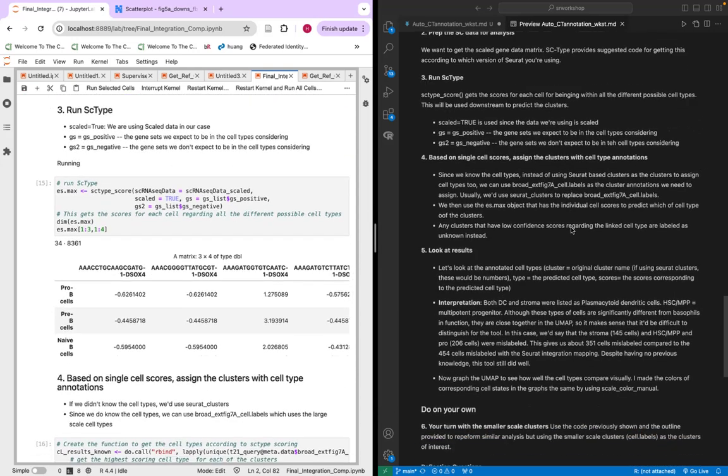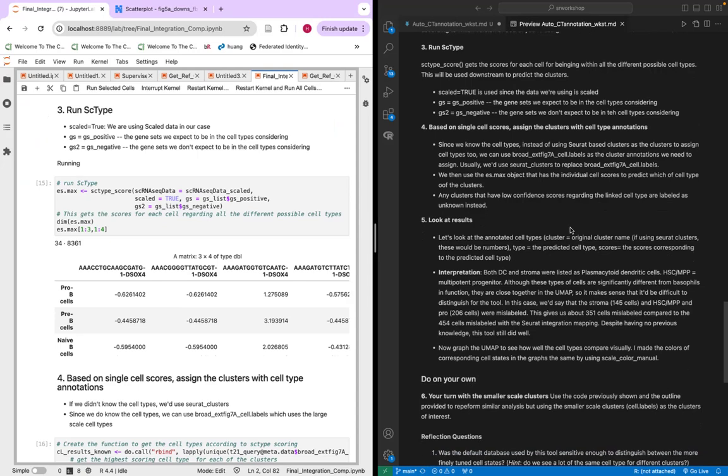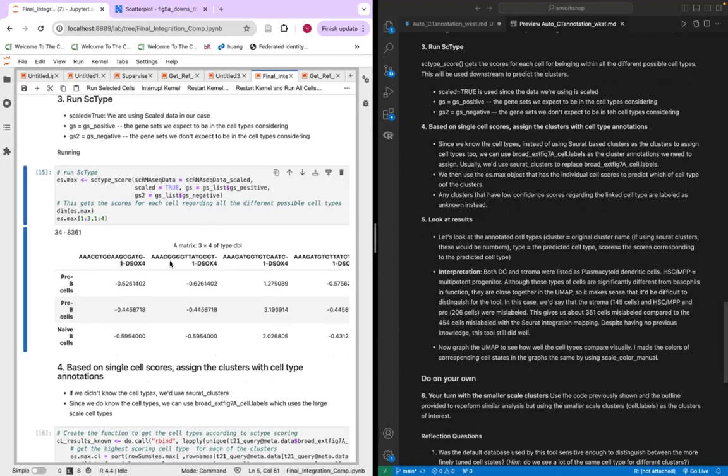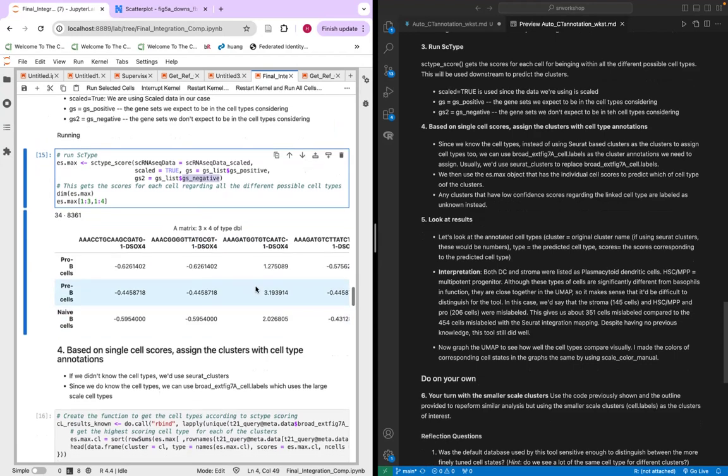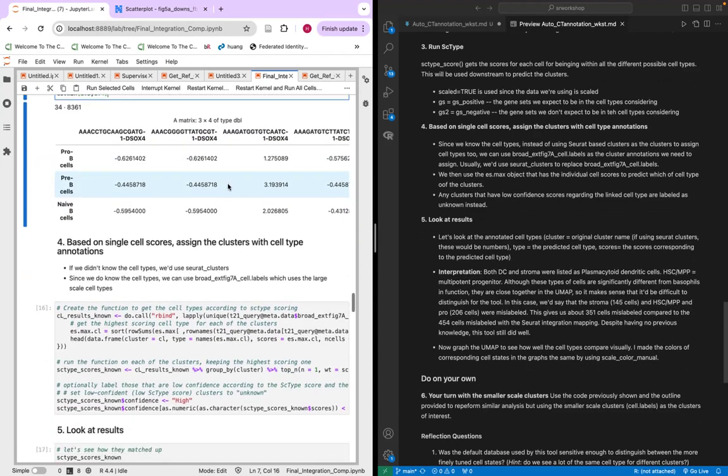And then finally, we run sctype. So what sctype is doing, very similar to before, is it is taking every single cell and it's going to give it a score for each of those predicted clusters. And it's doing that by taking your data. We tell it that it's scaled, and it's taking those marker genes and the non-marker genes, and it's going to score every single cell. And this is what's going to take the longest.